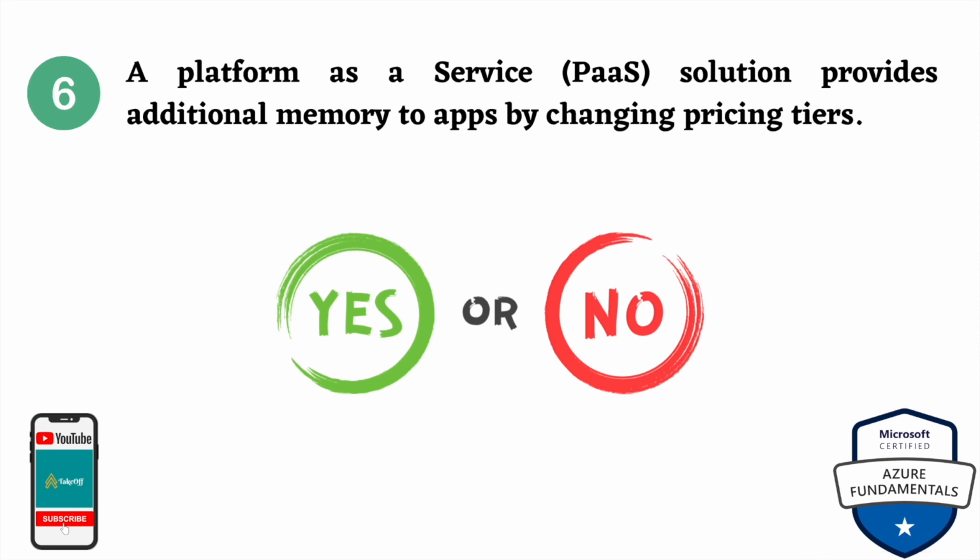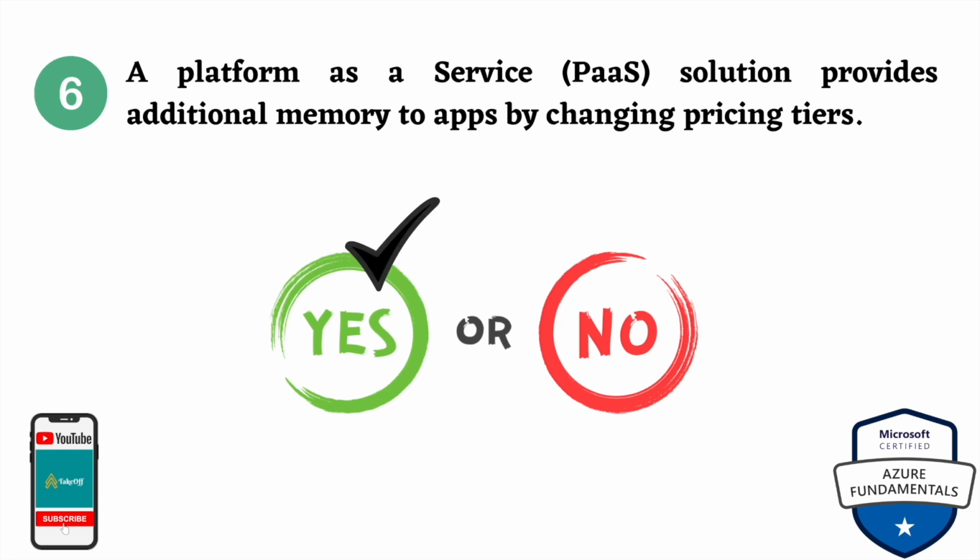Moving on to the next one, a platform as a service solution provides additional memory to the apps by changing pricing tiers. You can pause the video before we get into the solution. And yes, it is possible to add more CPU, memory, and disk space. You can scale up by changing the pricing tier of the PaaS solution. So the answer for this is yes. I have also added a supporting link from the Microsoft documentation. You can also have a look at that to get more information.